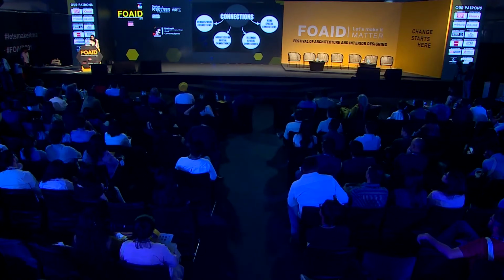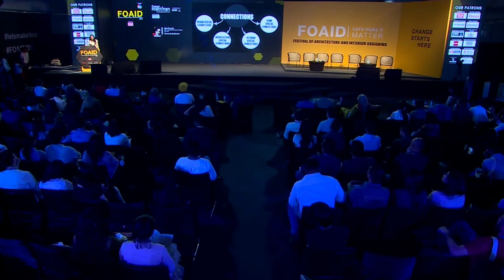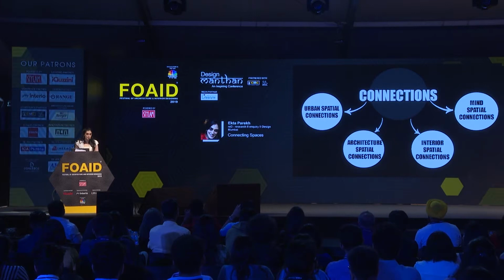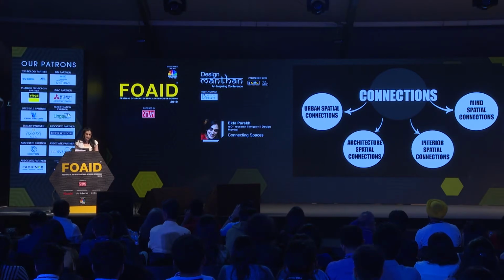So what do these circulation patterns result in? They aid in connecting spaces. Spatial connections can be of varied scales and types. They can be urban, architectural, interior connections, and mind space connections. Over the course of this presentation, I'm going to briefly skim over the connections in each of these categories through some of our projects.